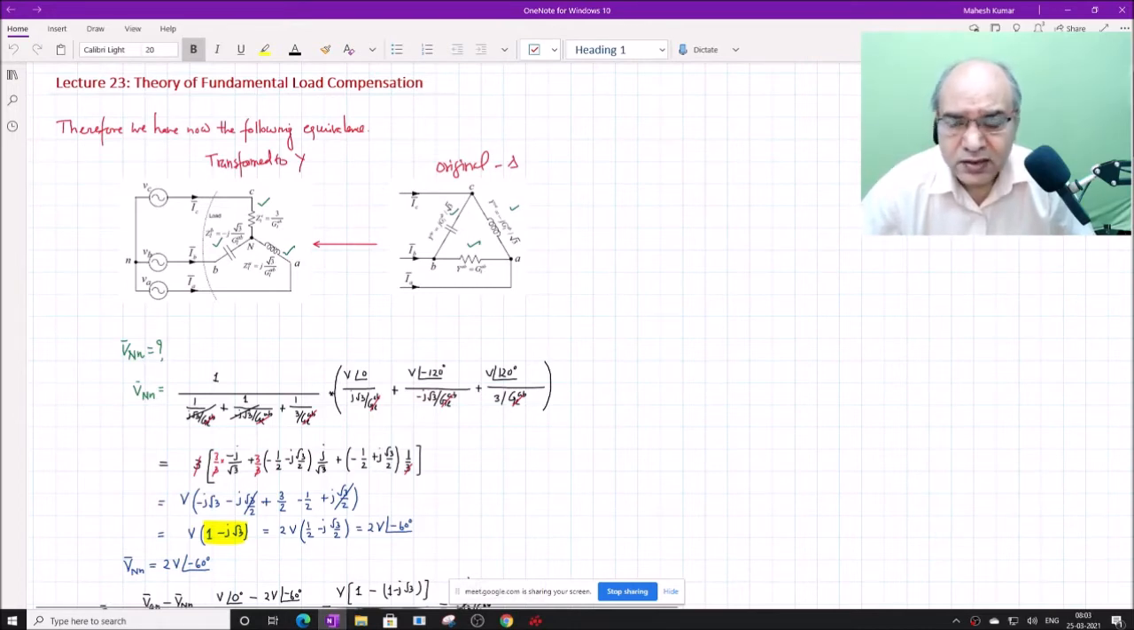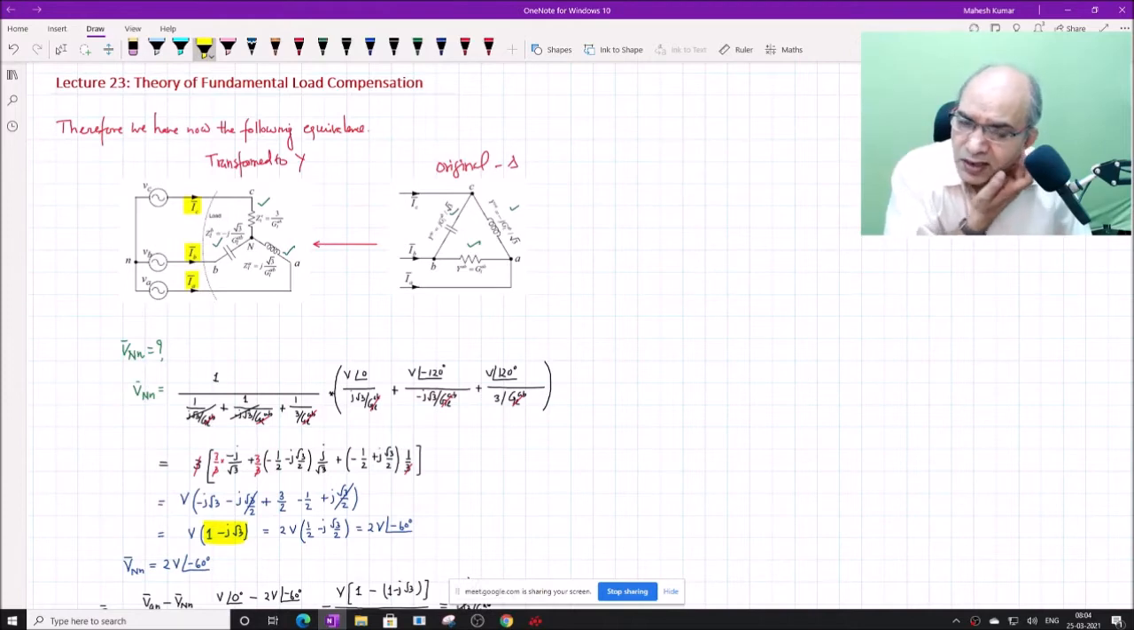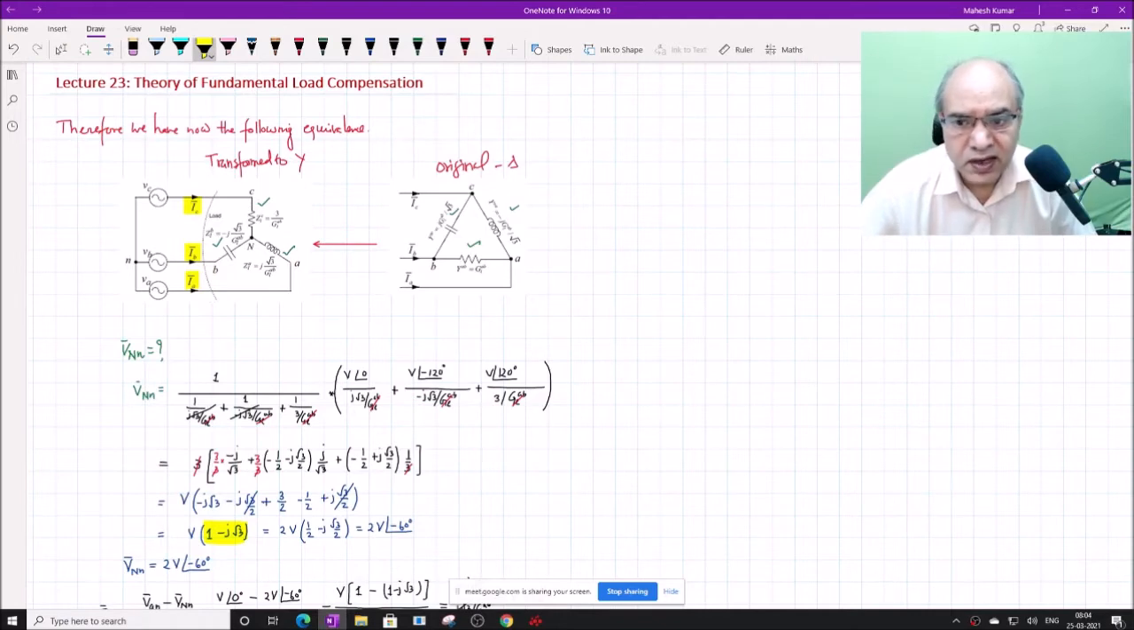To know that, we have to find the line currents. Now the line currents are IA, IB, IC. These currents have to be computed before we say anything about whether they are balanced or not balanced. Since this is a three-phase, three-wire, ungrounded system, the neutral is floating. So we cannot directly compute the current like VA by something.